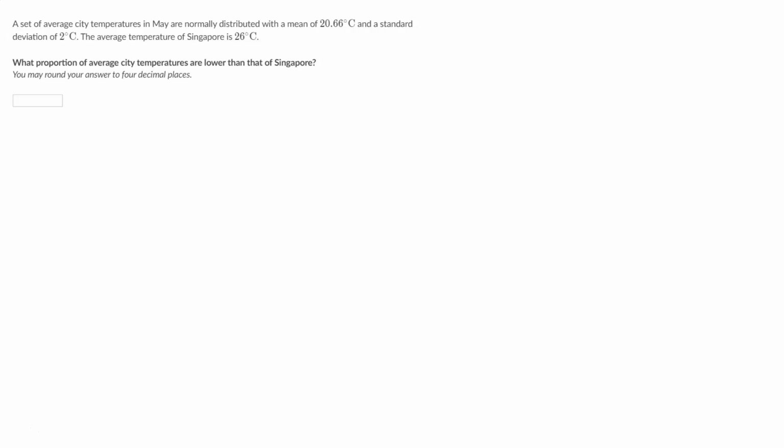So we've got here a set of average city temperatures in May that are normally distributed with a mean of 20.66 degrees Celsius and a standard deviation of 2 degrees Celsius. The average temperature of Singapore is 26 degrees Celsius. What proportion of average city temperatures are lower than Singapore?